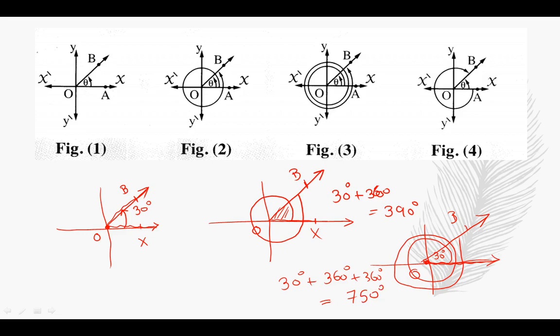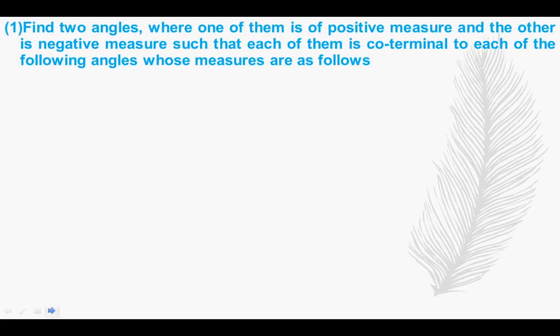So you can say that the angle of measure 30 is coterminal to the angle of measure 390, and it's also coterminal to the angle of measure 750. Or you can say it another way: the angle of measure 30 is equivalent to 390 and to 750, because all these angles have the same initial side and the same terminal side. Okay, let's go to another slide. Examples.